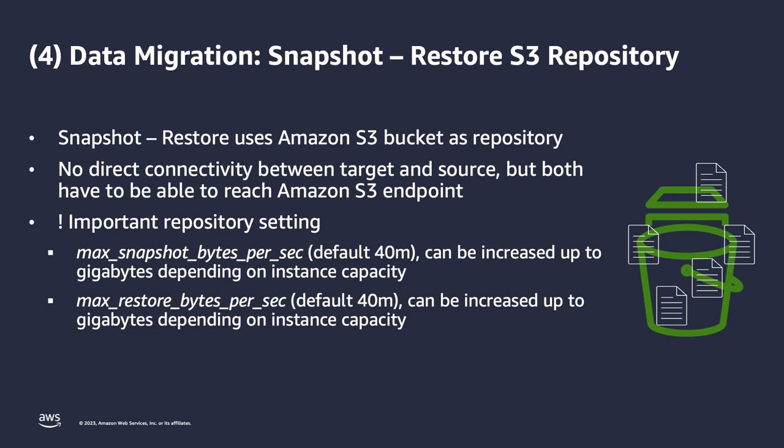Two of the important repository settings that we've seen customers benefit from by fine-tuning are the maximum snapshot bytes per second. By default, this is 40 megabytes, so you can increase this to 1 gigabyte or 2 gigabytes to accelerate the snapshot process into the S3 bucket. And the same goes with the maximum restore bytes per second. This is something that you can fine-tune depending on your instance capacity in terms of network bandwidth and the IOPS as well.